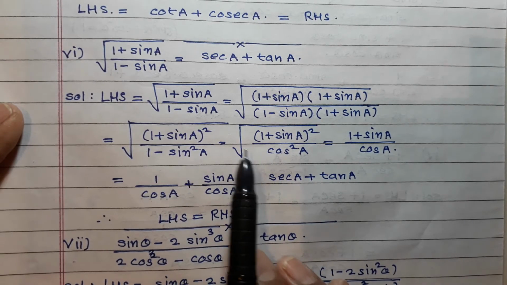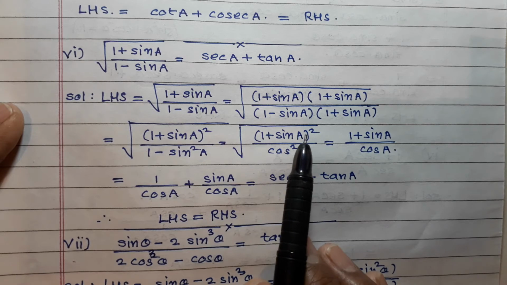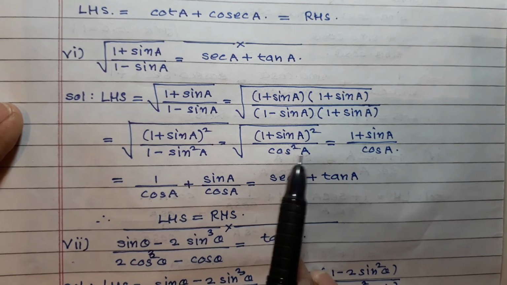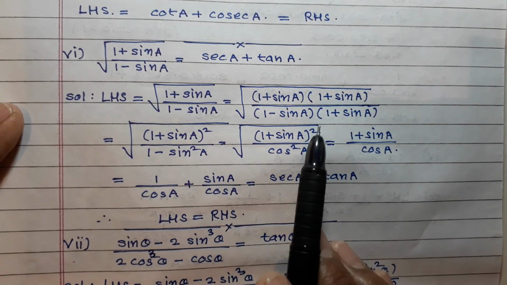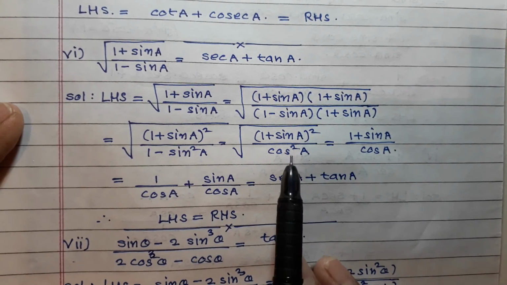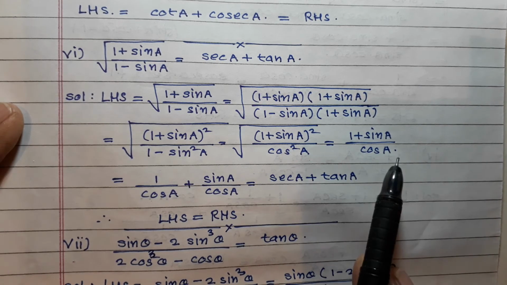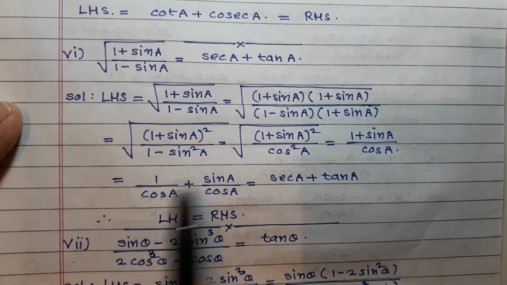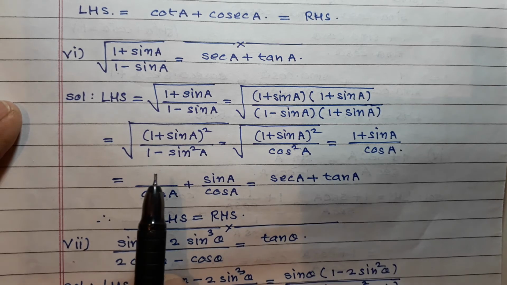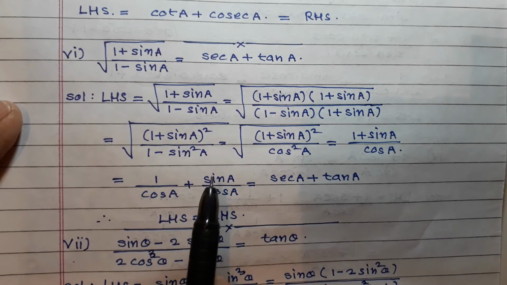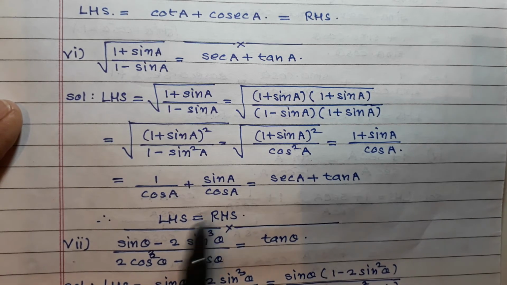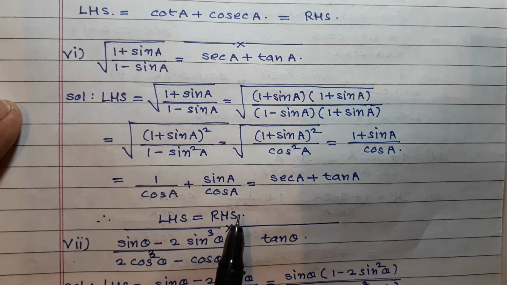So 1 minus sin square A is equal to cos square A, and now both are squares, so you remove the square root and write down the square root of this. So (1 plus sin A) upon cos A, and now here you split up the denominator. So this is equal to 1 upon cos A plus sin A upon cos A, which is equal to sec A plus tan A, and hence left hand side is equal to right hand side.